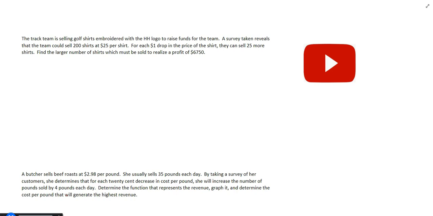So the track team is selling golf shirts embroidered with the HH logo, and a survey is taken that reveals the following. Now, one thing to realize is if we think about profit, it is going to equal how many shirts are they able to sell, let's call that the number, times how much they sell them for. So for example, if they sell 200 shirts at $25 a shirt, that's $5,000. Now they realize that if they lower their price, they can sell more shirts. And they also realize that they need $67.50 for profit.